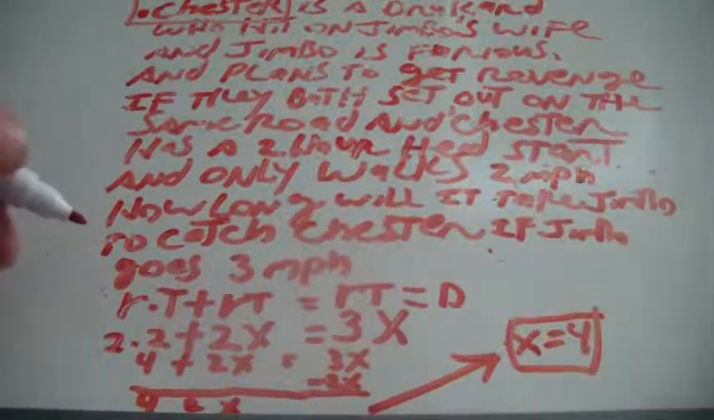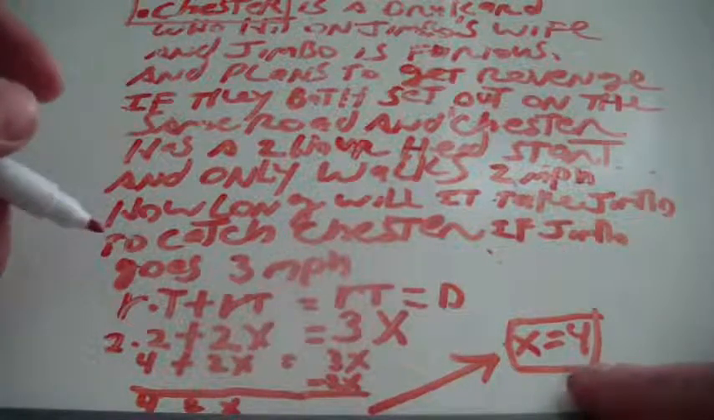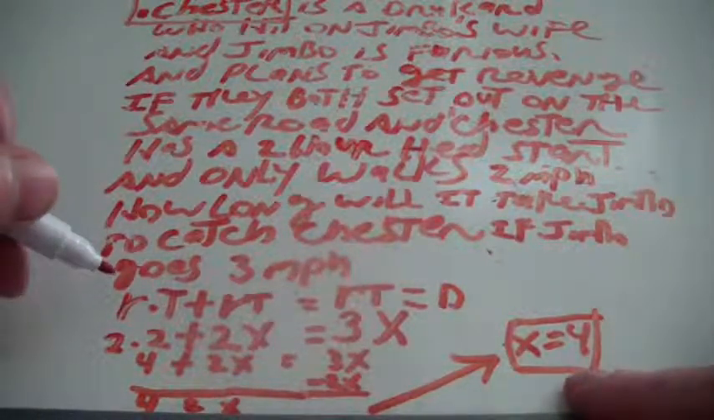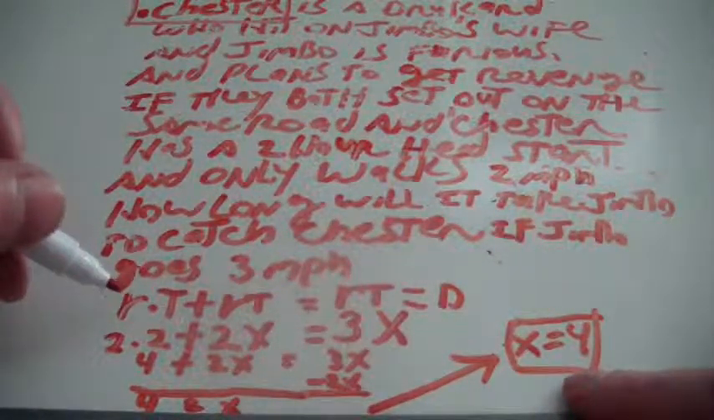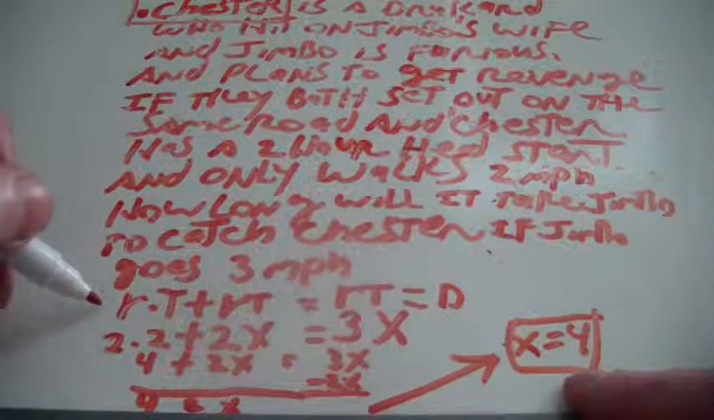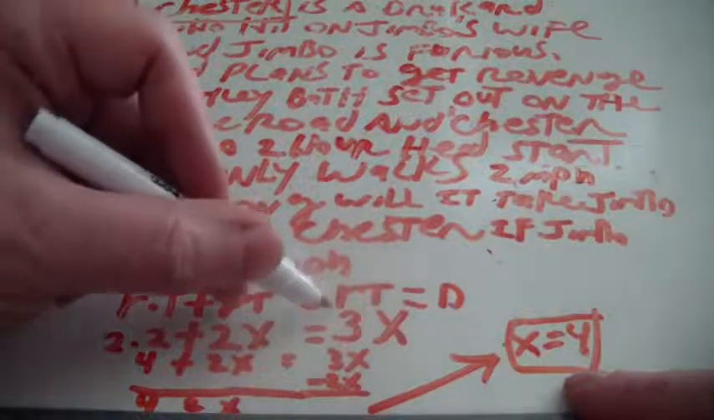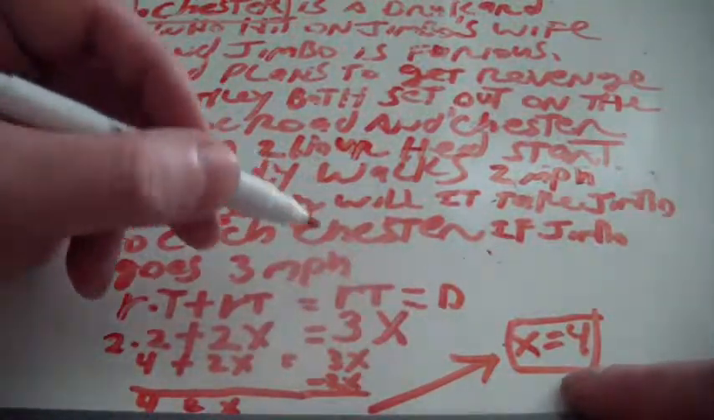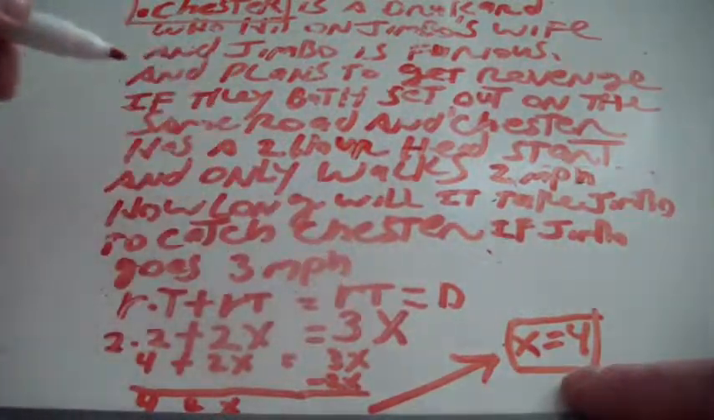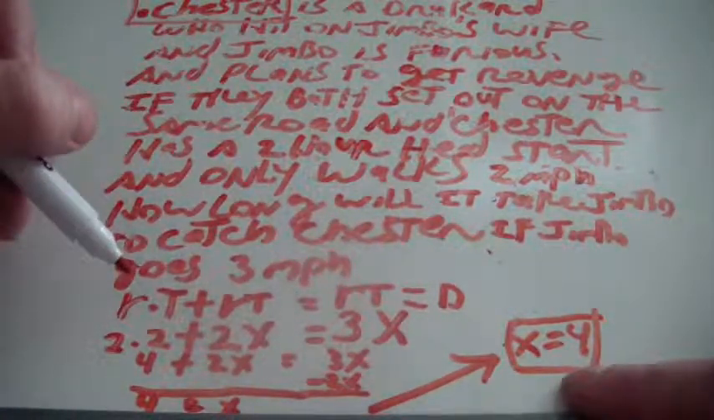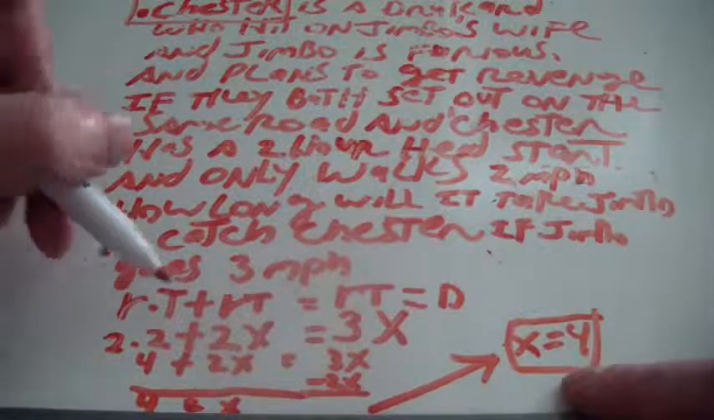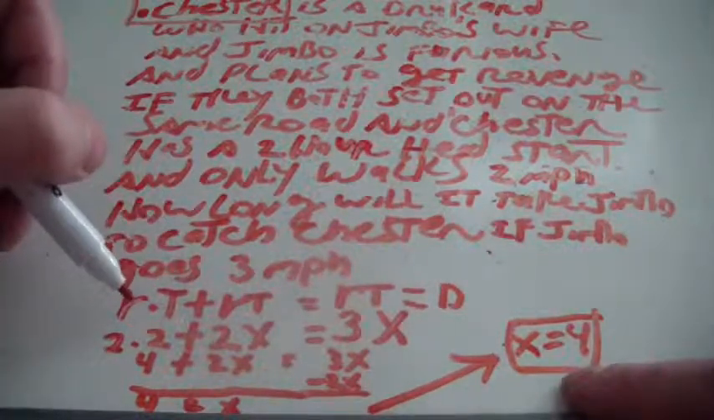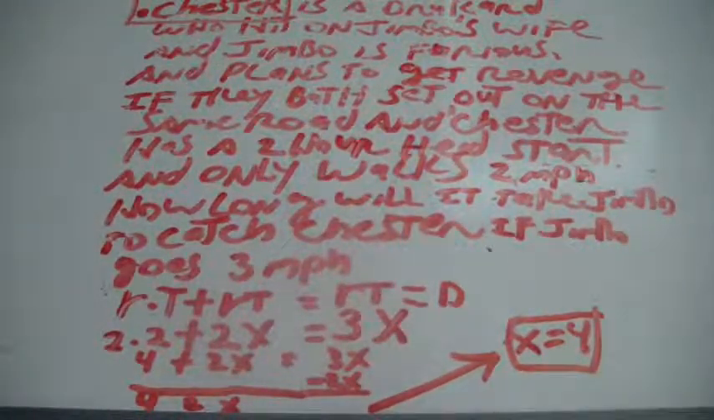So at any rate, look, x equals 4. What we can do with this is, not only can we find the time it's going to take, we could actually find the total distance traveled. Okay, we know it's 12. Jimbo's going to travel 12 miles, and Chester travels 12 miles. So we could also find that information.